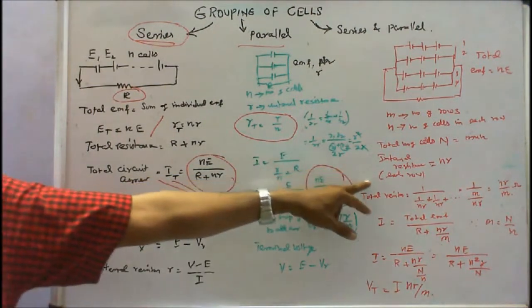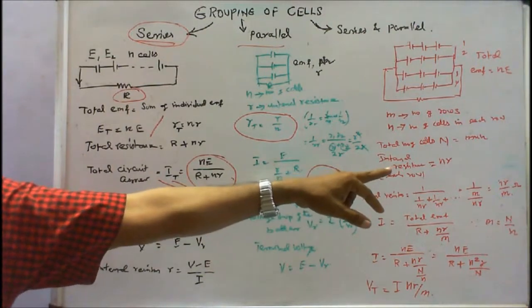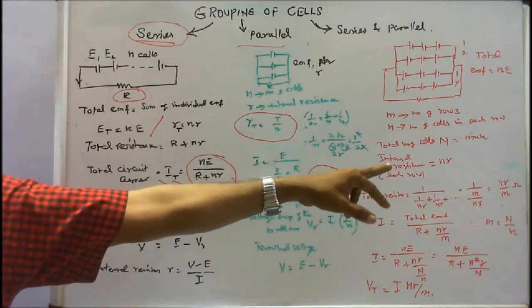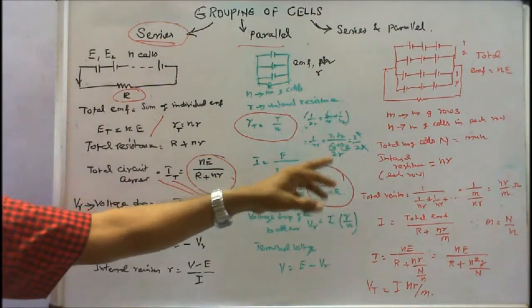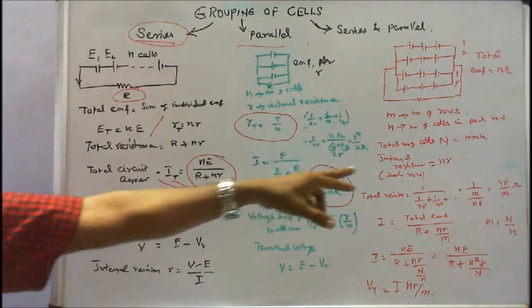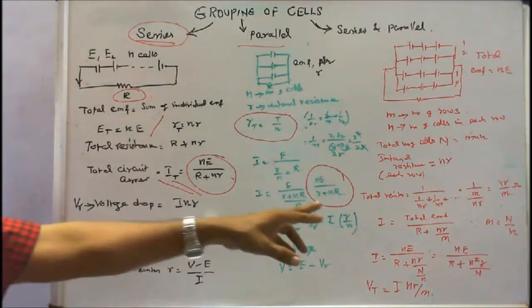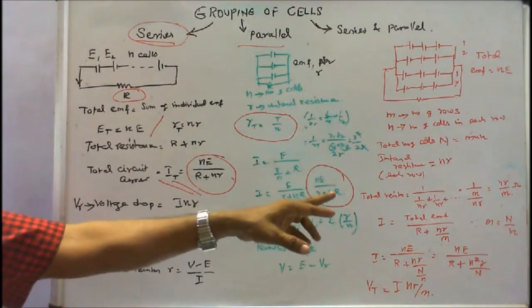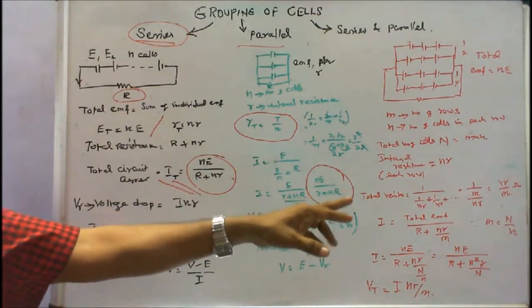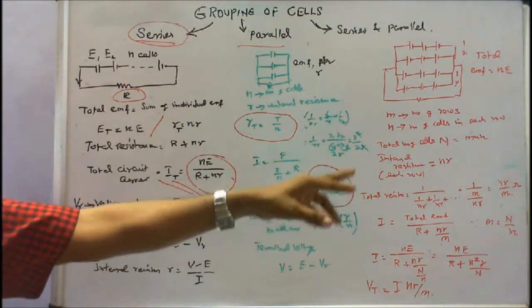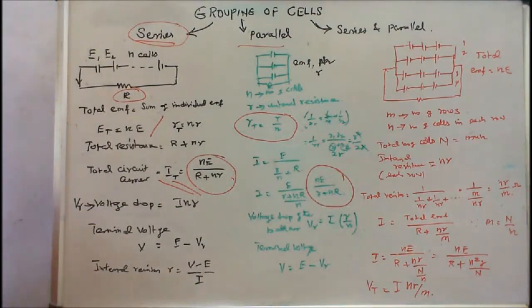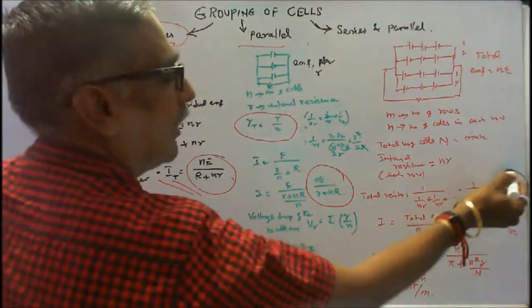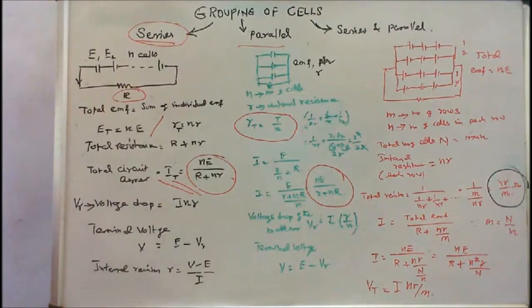The internal resistance of each cell is small r, so for n cells in each row, the internal resistance in each row is equal to n into r. Therefore, the total resistance is 1 by nr plus 1 by nr, and so on. So for m rows, 1 by (m by nr), simplify, nr by m. That is the total internal resistance, n into r by m ohms.